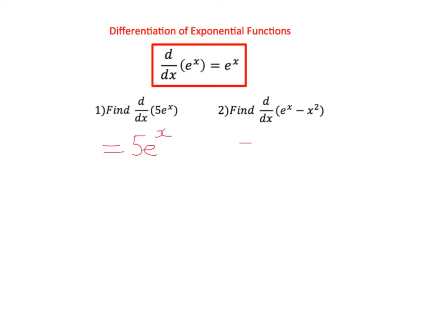When you are differentiating, in example 2, the difference of two different functions, you differentiate them separately as you would a polynomial. So the derivative of e to the x is e to the x, and the derivative of minus x squared is going to be minus 2x.